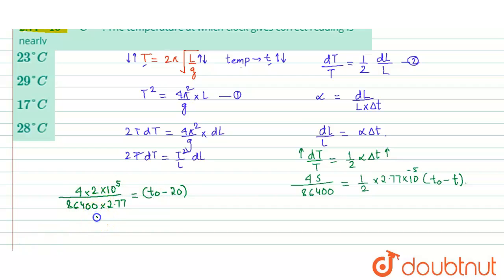On solving this, we get 3.34 equals T naught minus 20 degrees Celsius. So from here we get T naught as 23.34 degrees Celsius. We can round it off, and this will be equal to 23 degrees Celsius. So A will be the correct option. I hope you understood the entire explanation.